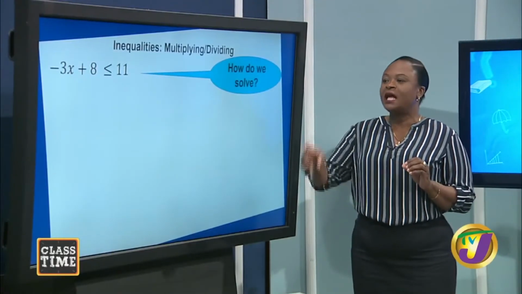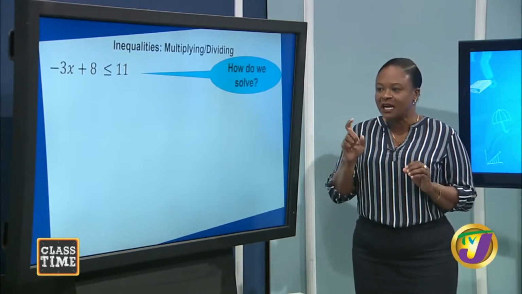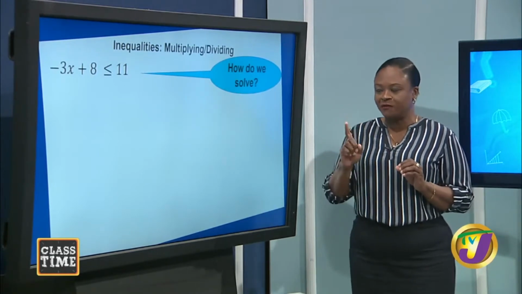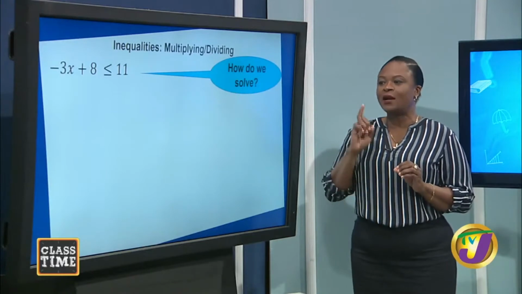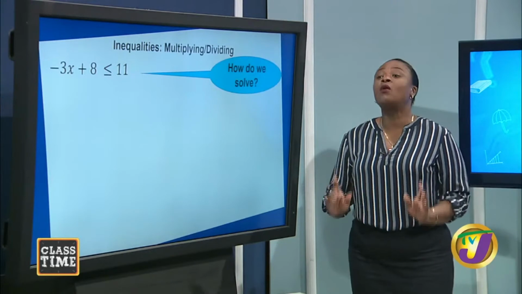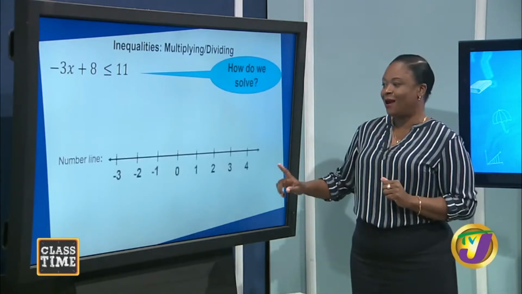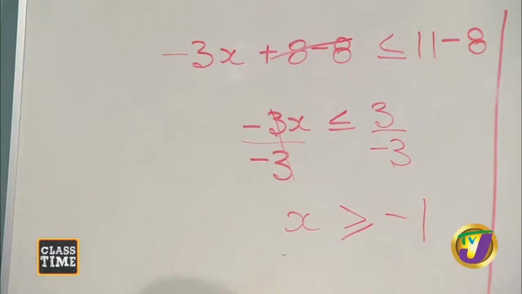So therefore, the x less than or equal to now becomes greater than or equal to. Therefore, x is greater than or equal to negative 1. Yes. And of course, our number line.